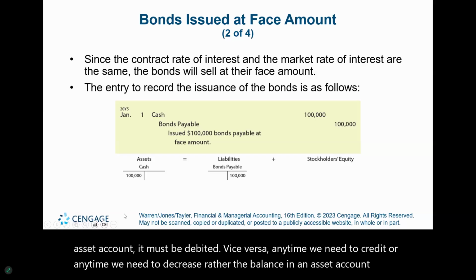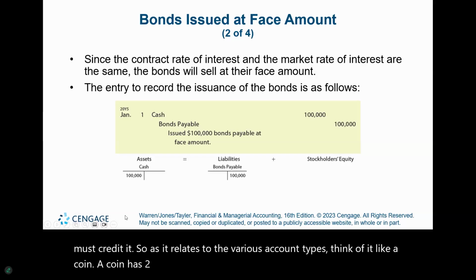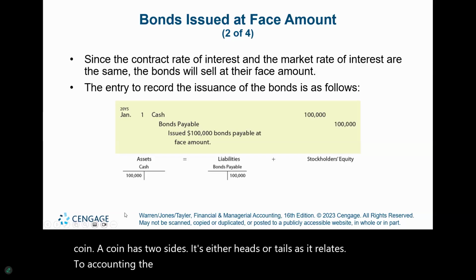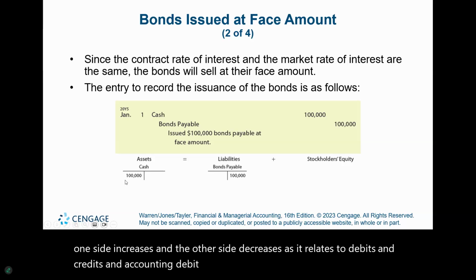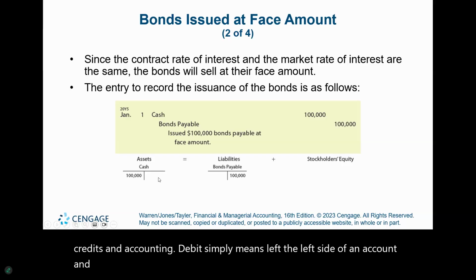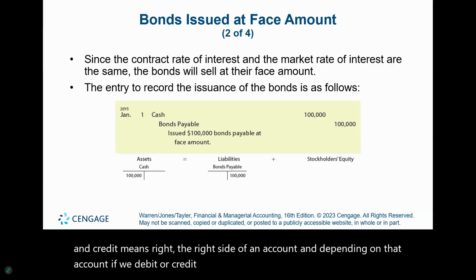Vice versa, anytime we need to decrease the balance in an asset account, we must credit it. So as it relates to the various account types, think of it like a coin. A coin has two sides. It's either heads or tails. As it relates to accounting, for the various accounts listed in the chart of accounts, one side increases and the other side decreases. As it relates to debits and credits in accounting, debit simply means left, the left side of an account, and credit means right, the right side of an account. And depending on that account, if we debit or credit it, it might have a different impact.